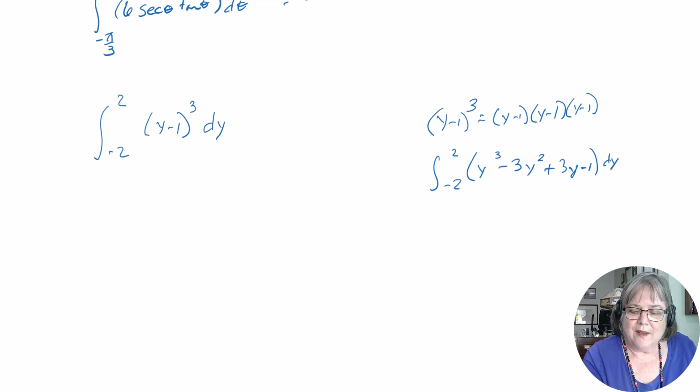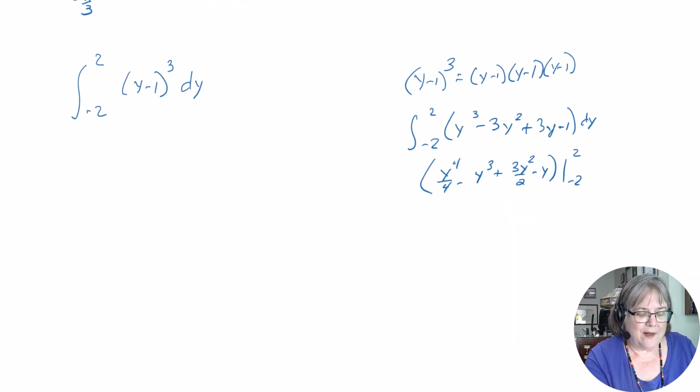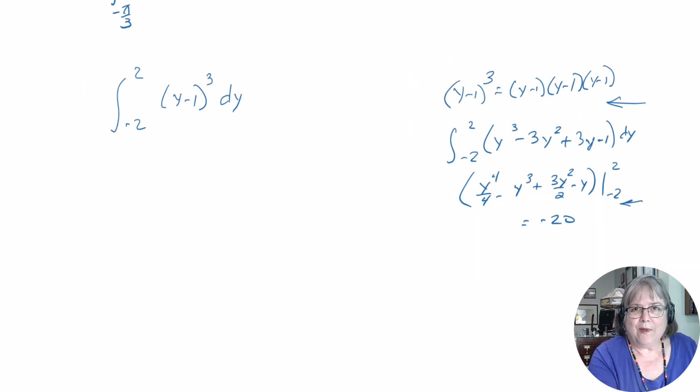Then you would have y to the fourth over 4 minus y cubed plus 3y squared over 2 minus y, from minus 2 to 2, right? And then you would substitute that in there and then subtract that out. And by the time you get done, you'd have minus 20. Now I skipped a whole big section in here of multiplying out, and a couple of steps in between, but you would get minus 20.